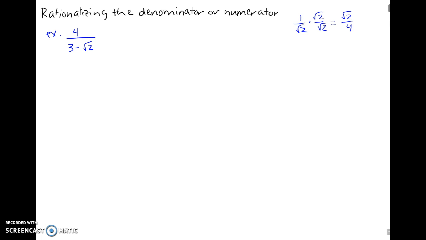Now, if you have a binomial in the denominator, like this one that I have right here, 4 over 3 minus root 2, I can't just multiply by root 2 over root 2, because when I do that, I get 4 root 2 on the top, and then I have to distribute it, so I get 3 root 2 minus 2 on the bottom, which hasn't helped me because I've just moved the square root over from this term to that term. So it's gone from here to over here.